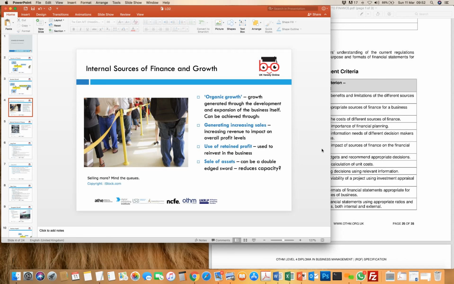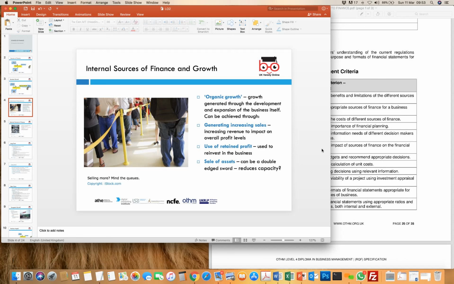So if you're a set-up business and that business has been running for a number of years, what tends to happen is that because the business is generating cash or profits, you're able to redeploy those profits back into the company to be able to expand operations.